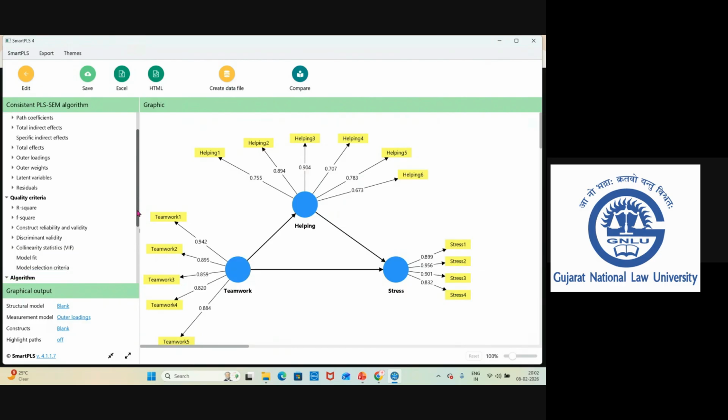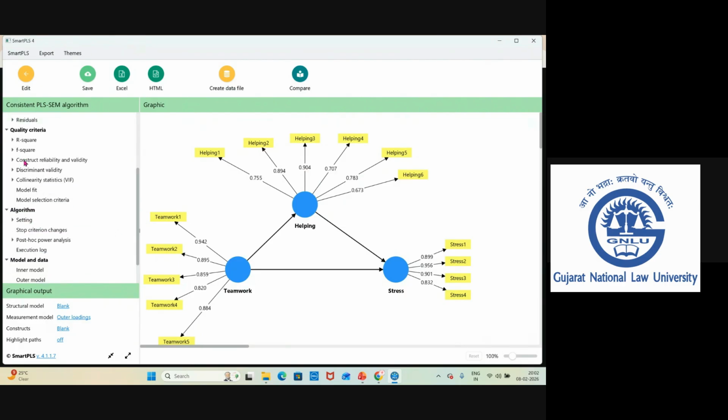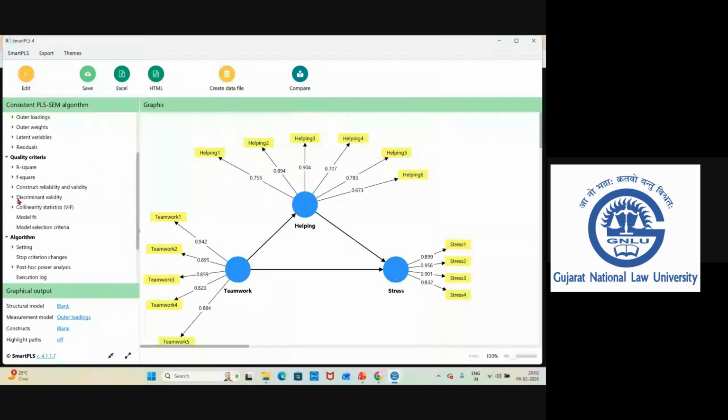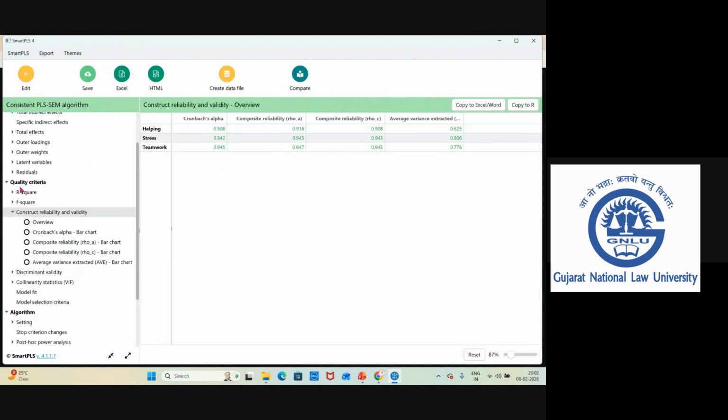Scroll your cursor down. You can see we have an option called construct reliability and validity under the quality criteria. The moment I click construct reliability and validity, I get the overview. It presents the Cronbach alpha value, composite reliability, and average variance extracted. We all discussed these concepts, so I'm not repeating what they are.